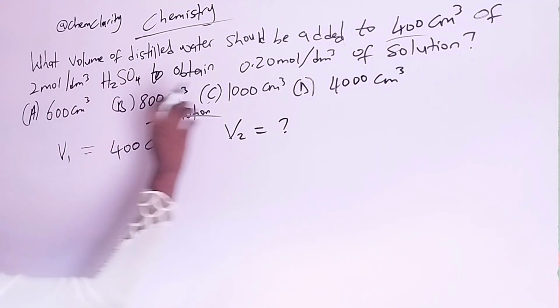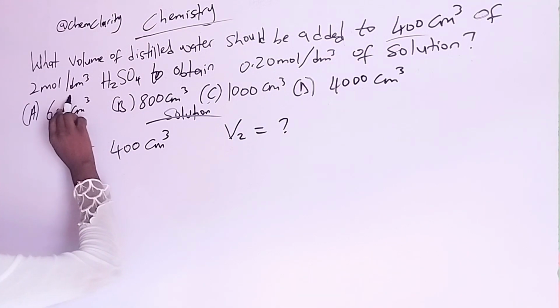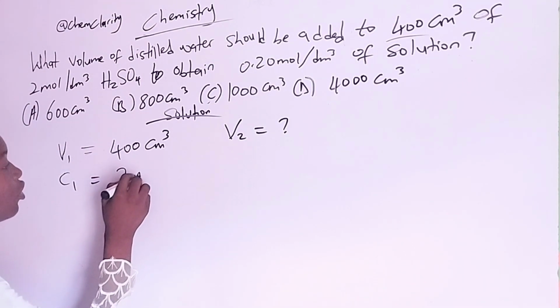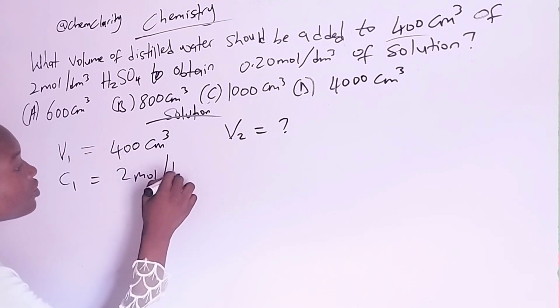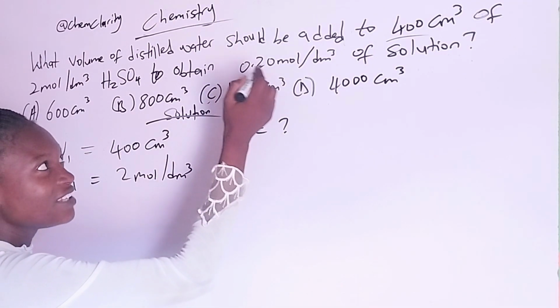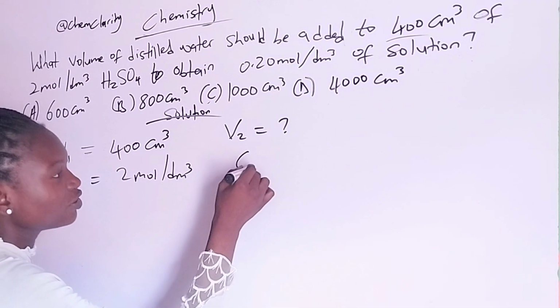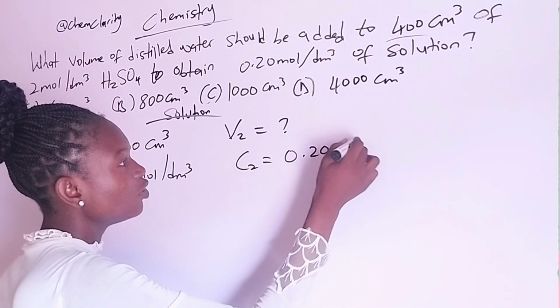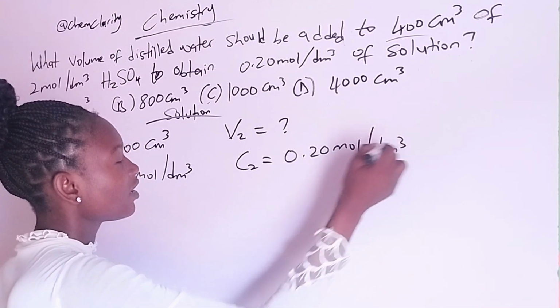Then the concentration of the 400 cm³, C1, is 2 mol per dm³. To obtain 0.2, that means my concentration 2 is 0.20 mol per dm³.